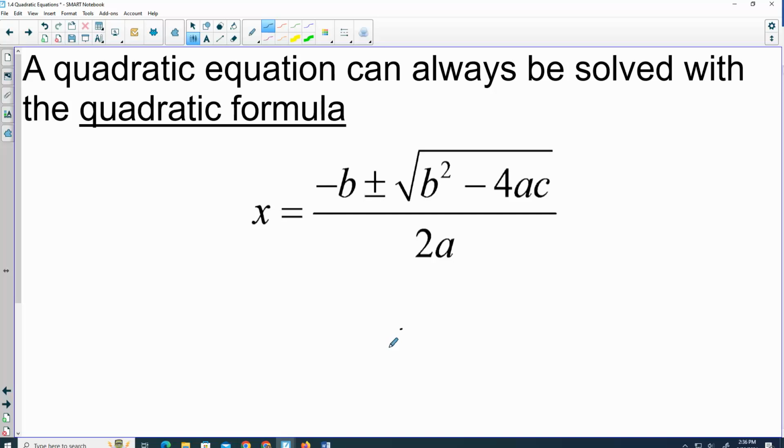This works for any quadratic. No stipulations on if a has to be 1 or positive or anything. It just has to be a quadratic equal to 0. So for example, if I said 2x squared equals x minus 4, what would we have to do here?